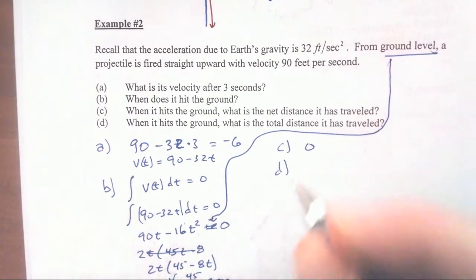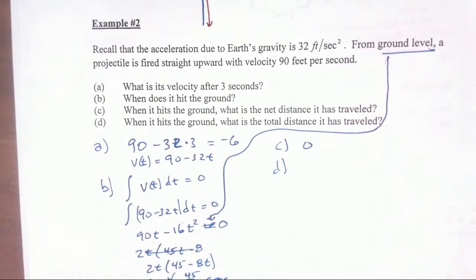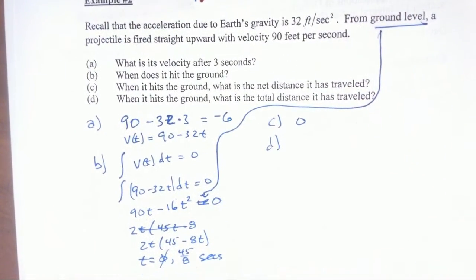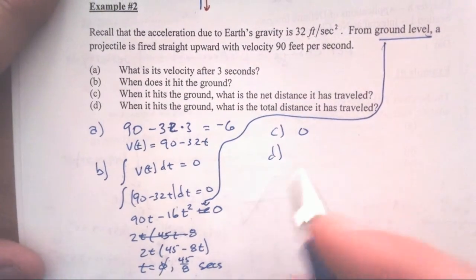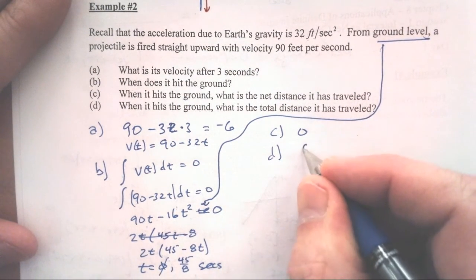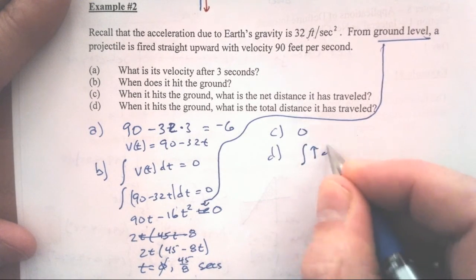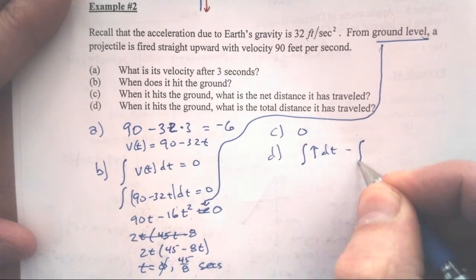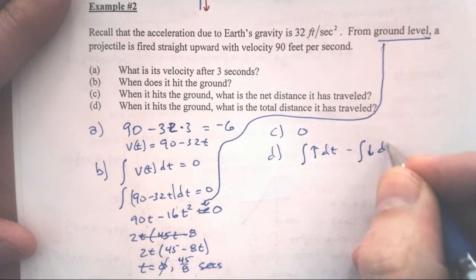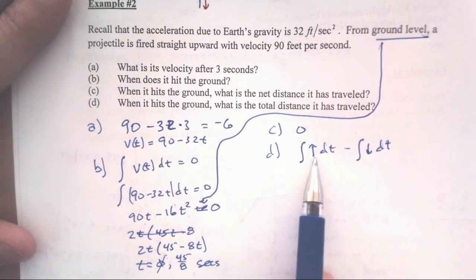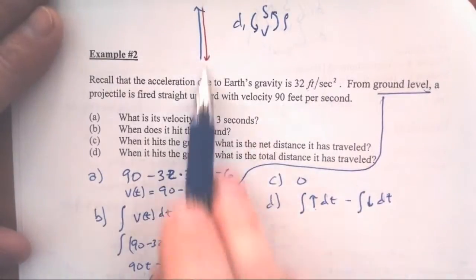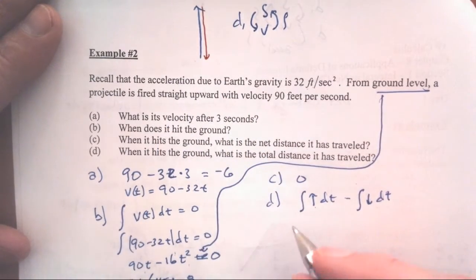So D. When it hits the ground, what is the total distance traveled? Now, we could do this. We could say it's the integral going up dt minus the integral when it's coming down dt. But both of those just give us distance traveled, and the distance traveled is the same. So this is kind of sneaky.